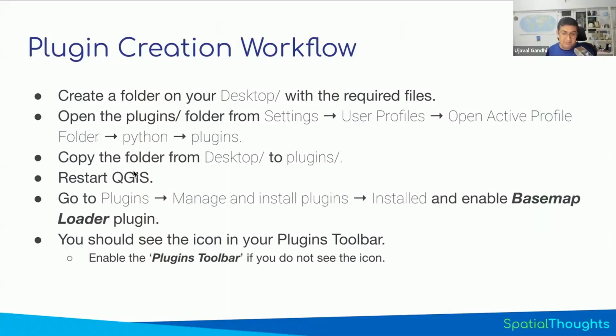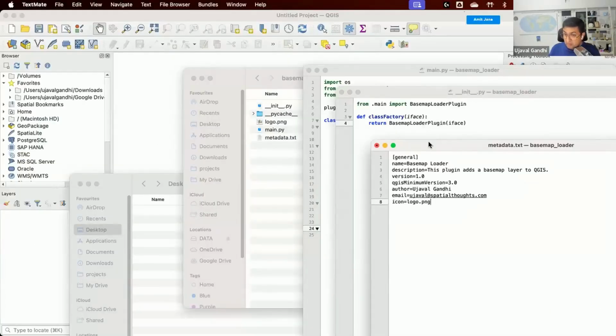You have to restart QGIS. After that, you have to go to the plugin manager and enable the newly created plugin. And after that, you should see an icon in your plugins toolbar. And when you click on it, it should display the hello from plugin message. Let's go through the code and understand what the plugin did.